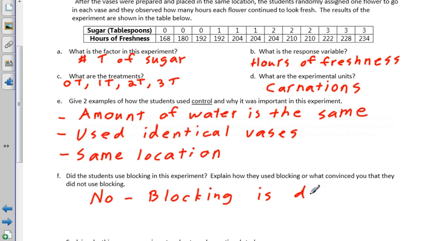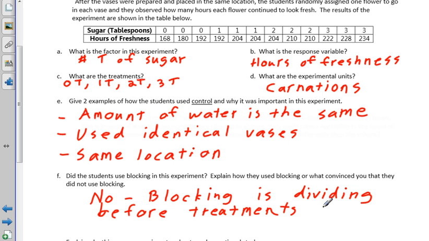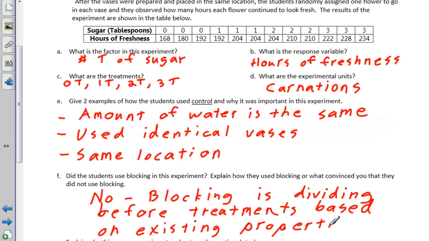So blocking is dividing before treatment based on existing properties. And that's not the most complete definition of blocking, but for this case, that's what it would need.